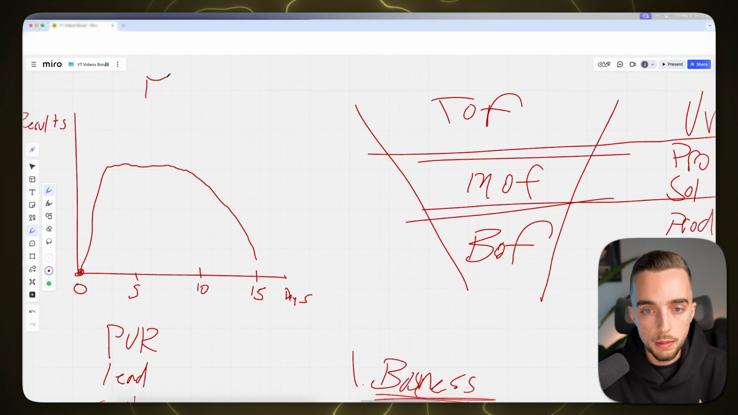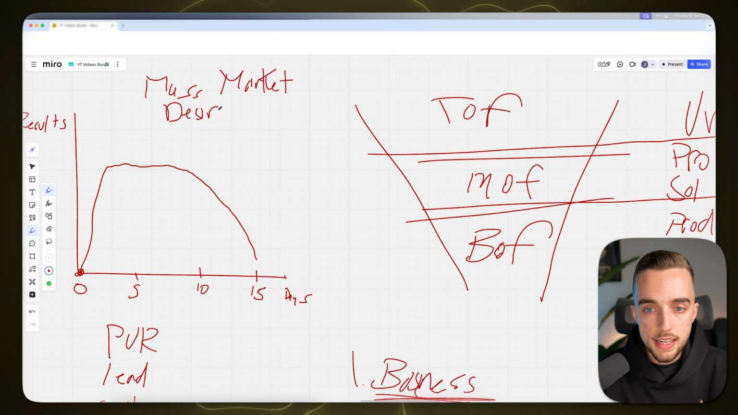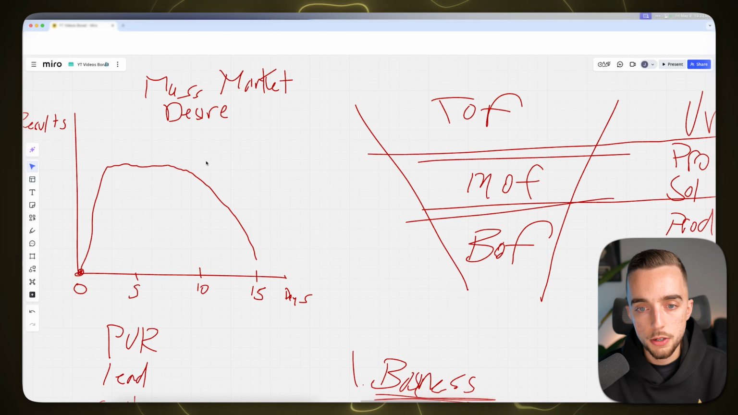So what do I mean by that? Let me write this down right here. And this is horrible writing, but mass market desire. So that is essentially the overall message in your ad creative.